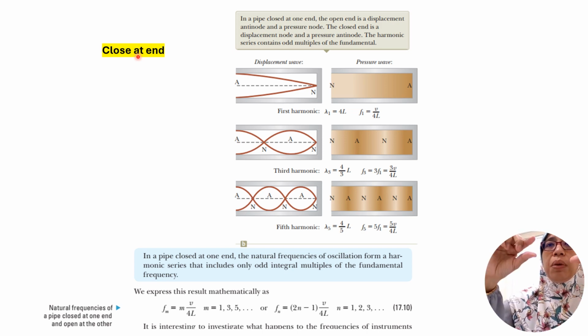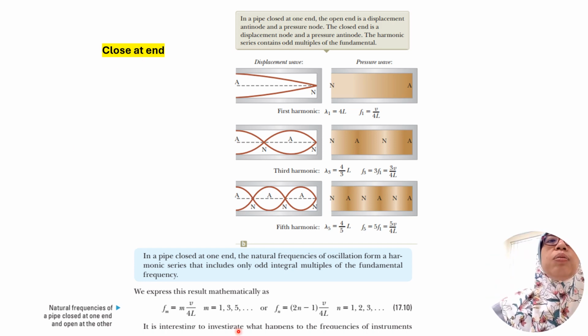Tapi kalau the moment one close, then the rumus weird sikit. The rumus turns out to be MV over 4L. You can choose to be N pun tak ada masalah. This is just harmonic series saja. We just don't want to use the same symbol so that we don't get confused with the previous expression.